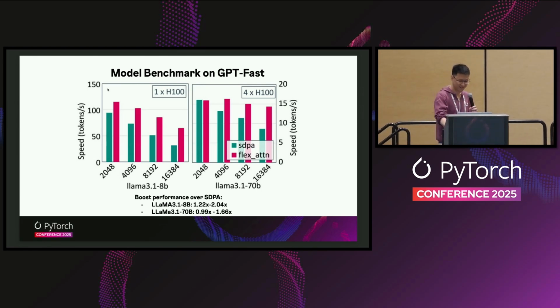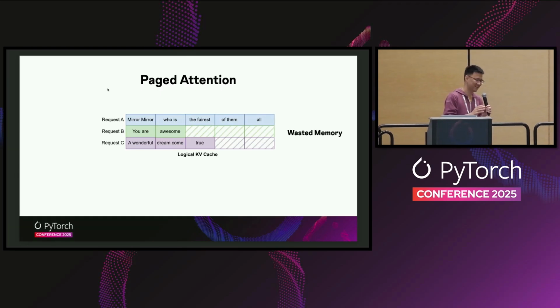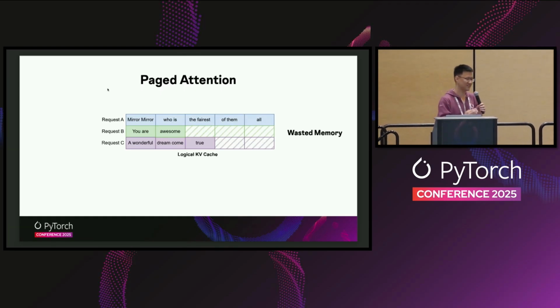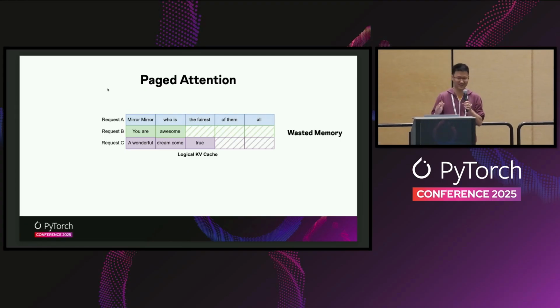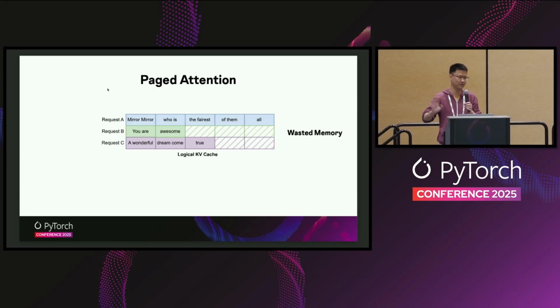Okay, so now we know that flex attention works for inference. And for inference, people usually want paged attention, right? So could flex attention work with paged attention? Or do we need a new kernel? Actually, we can. So before I talk about how flex attention works with paged attention, I want to give a little bit of background on paged attention.